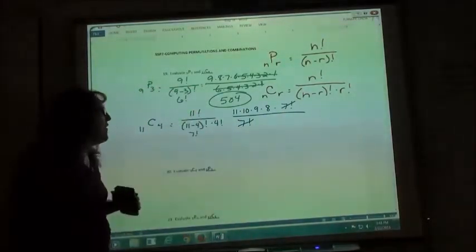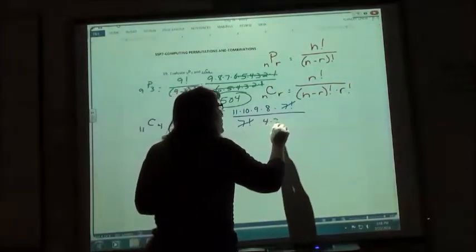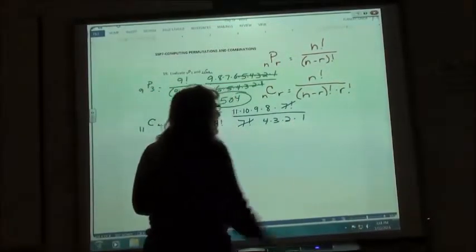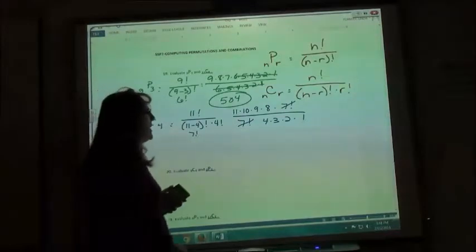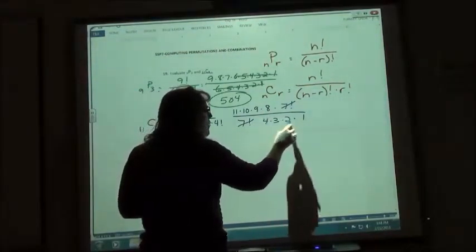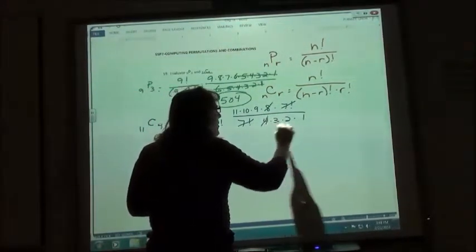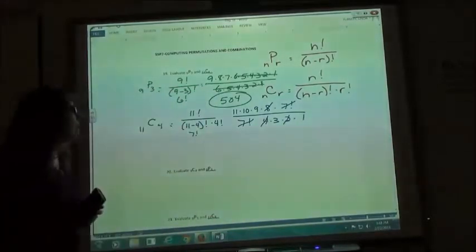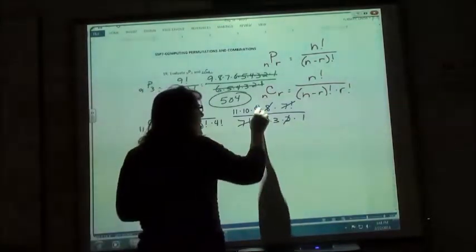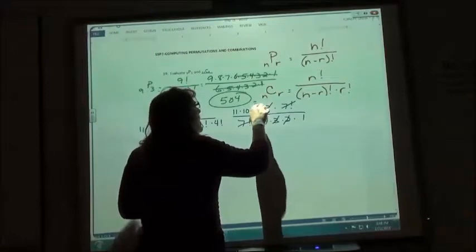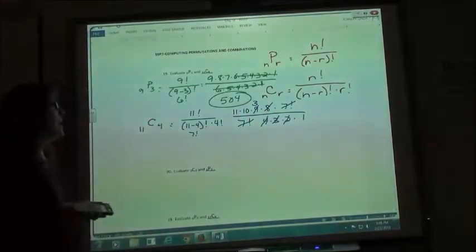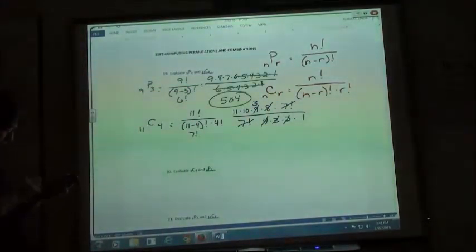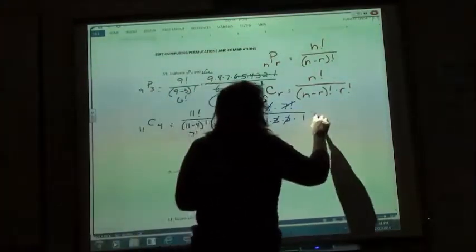Then I have the 4 factorial. 4 times 3 times 2 times 1. So I can do some reducing. I have an 8 and I have a 4 times a 2. Well, 8 and 4 times 2 are both 8, so I can cancel that out. 3 and 9. 3 goes into 9 3 times. So I can take 11 times 10 times 3. 11 times 10 times 3 gives me 330.